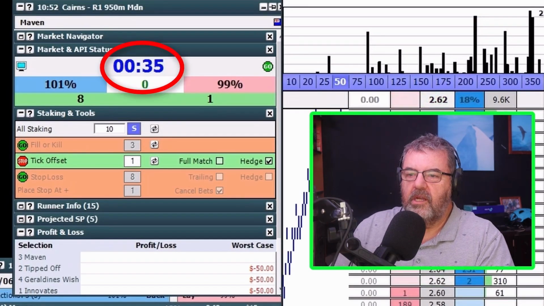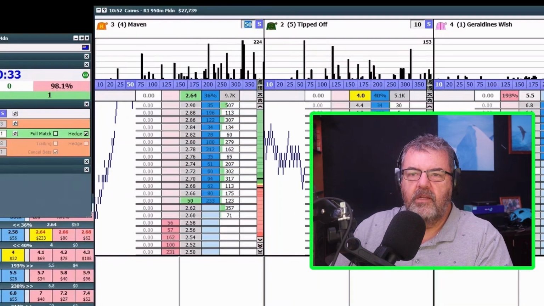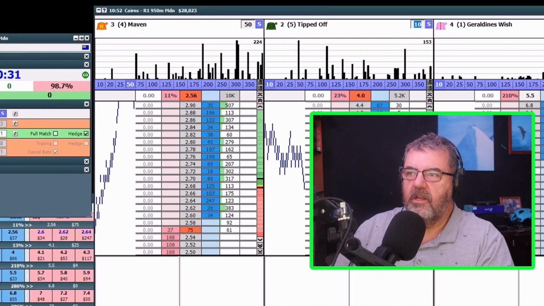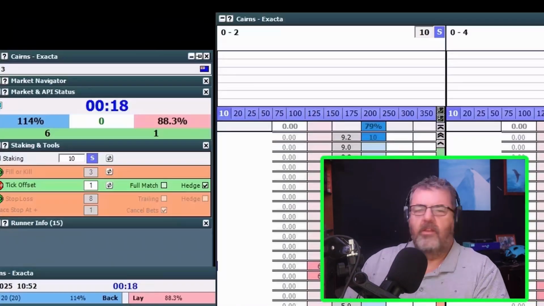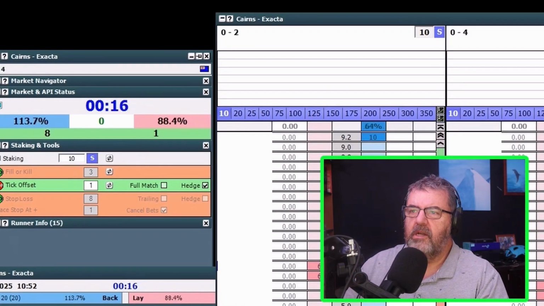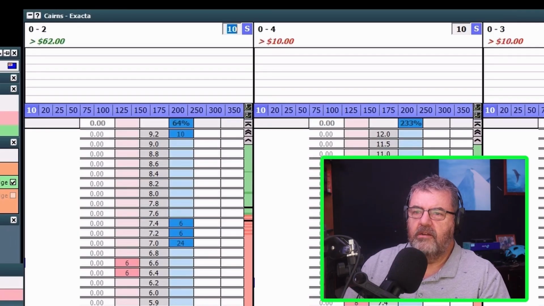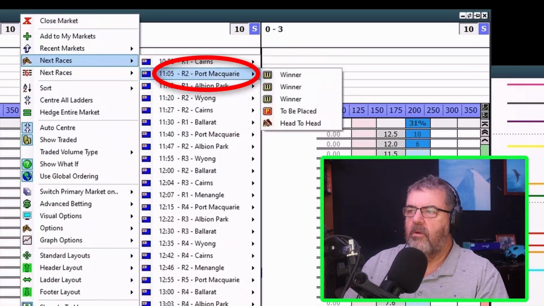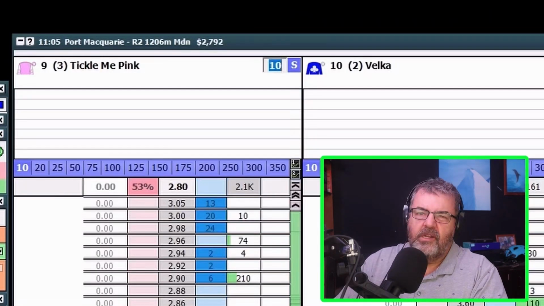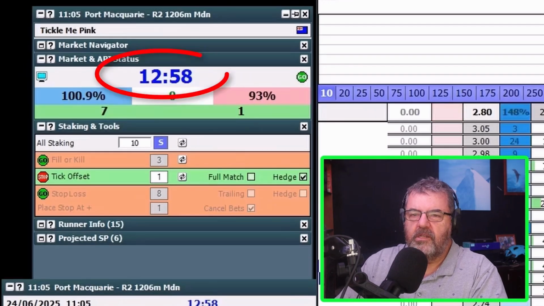With only 36 seconds left, I'm going to cancel this and go to the next race and find an opportunity there, which is in Cairns. There's only 20 seconds left to the start of this race, and there's no money trading, so forget it. Port Macquarie, looking for a winner. $2,700. 12 minutes to go.